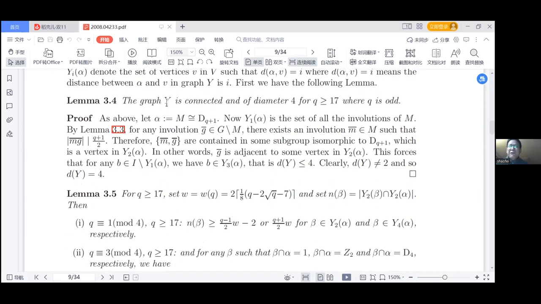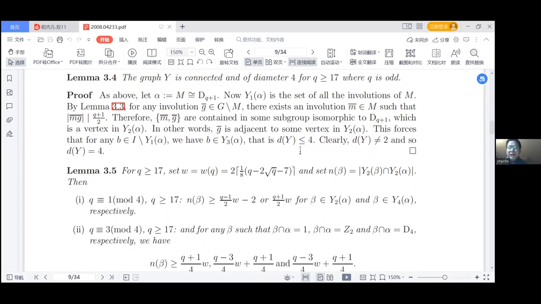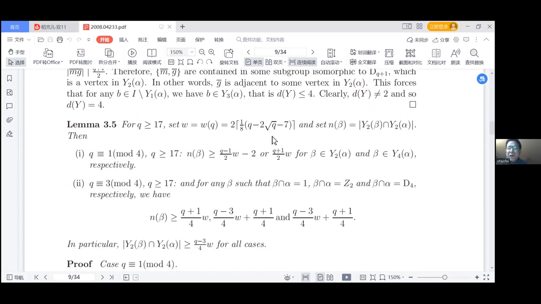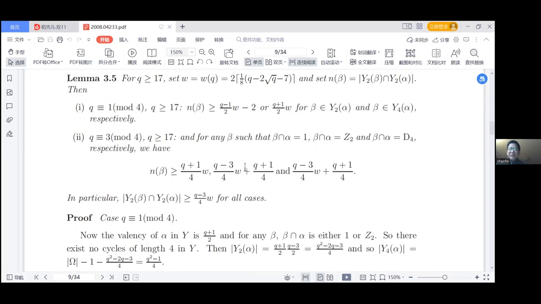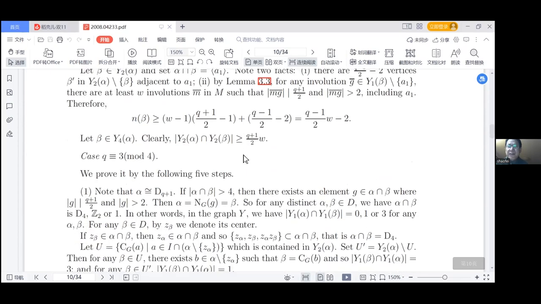Then we prove this graph has diameter four. Then use this formula, we determine some of the properties for this graph. It's quite complicated.